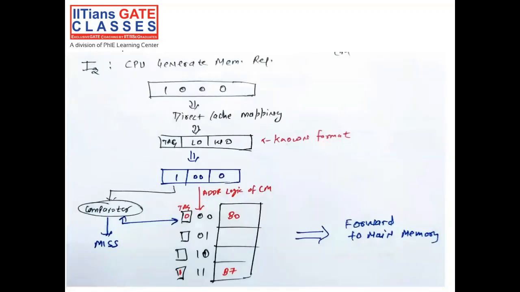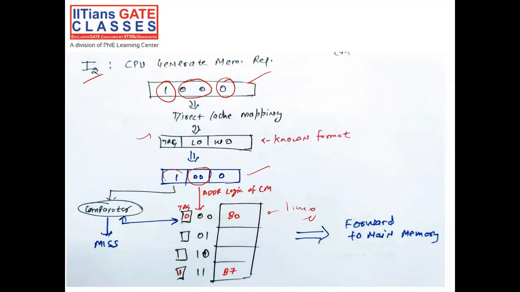Now, the first instruction is done. The data is already there, and we are able to fetch it from the cache memory. Then the I2 instruction: the CPU generates a memory request. The address is this one, right? So again, you break it down into the known format. This bit is the tag, these 2 bits are the line offset, and this one is the word offset, right? From these 2 bits, we enable the line. So this is block 0 or line 0.